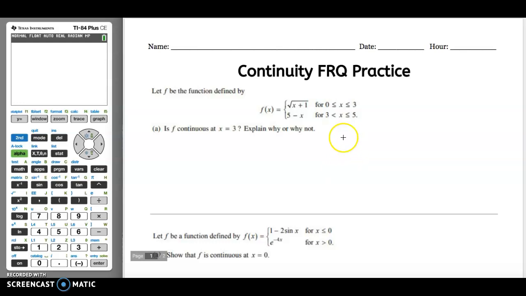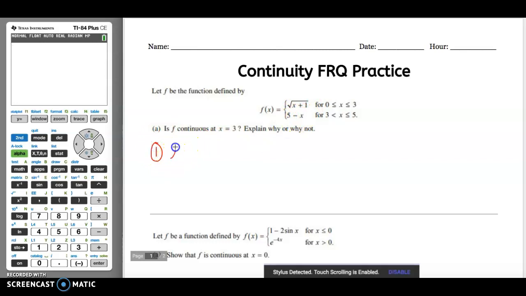Okay. So first and foremost, it says, let f be the function defined by this piecewise function: square root of x plus 1, and 5 minus x, for 0 to 3 and then 3 to 5. The first thing they want me to figure out is, is f continuous at x equals 3? And then explain why or why not. So for continuity FRQs, you have to show that you're doing the 3 steps. You can't just say, yeah, because if I plug in 3 here and I plug in 3 here, they're the same thing. No. You have to go through and do the steps one at a time.